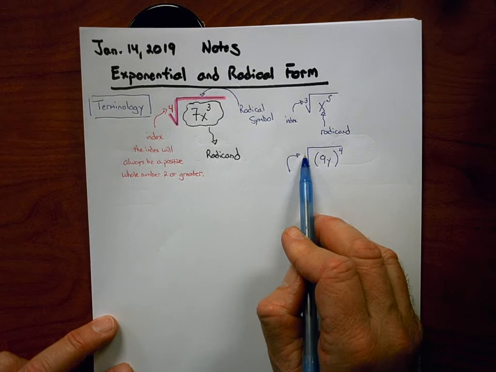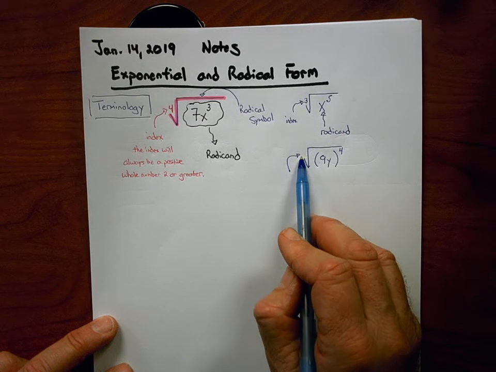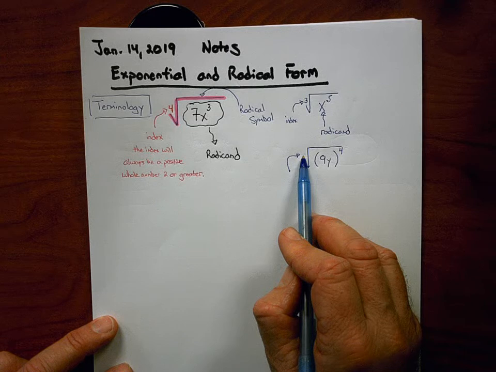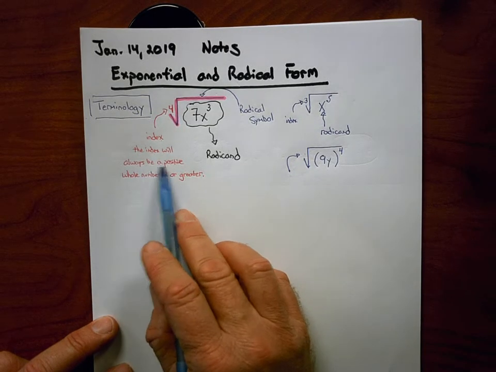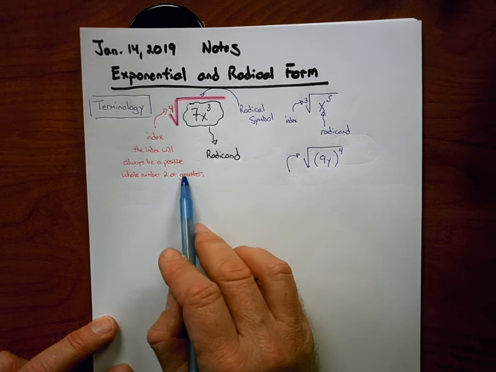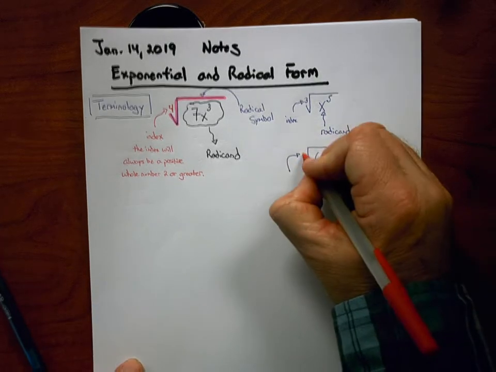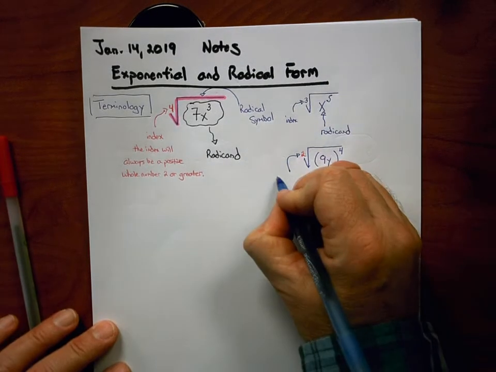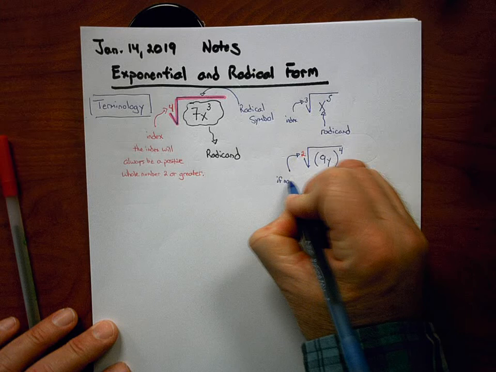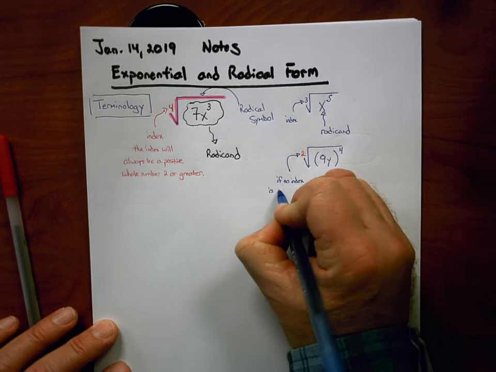If there's no index showing, it means it's invisible. There's actually a number there. What number do you think is there if there is no index showing? It can't be a 1. I just told you the index has to be a positive whole number, 2 or greater. It's a 2. This is something you definitely need to remember: if no index is showing, it is a 2.